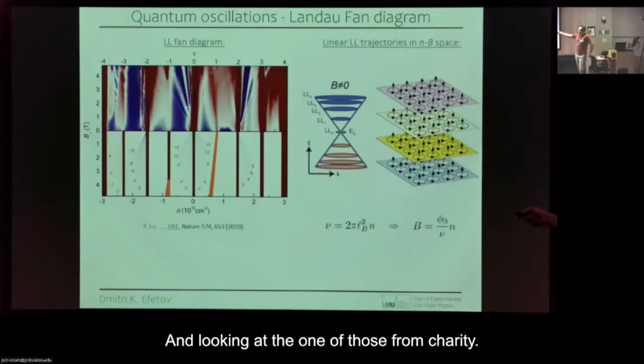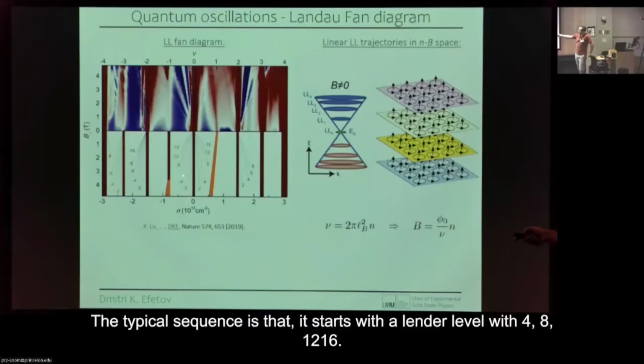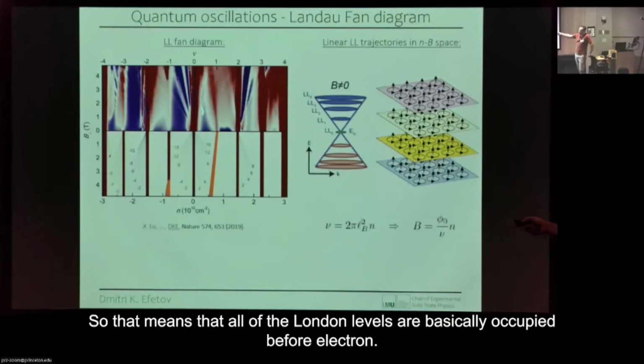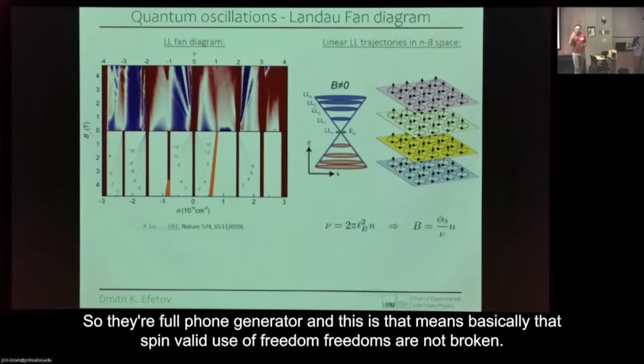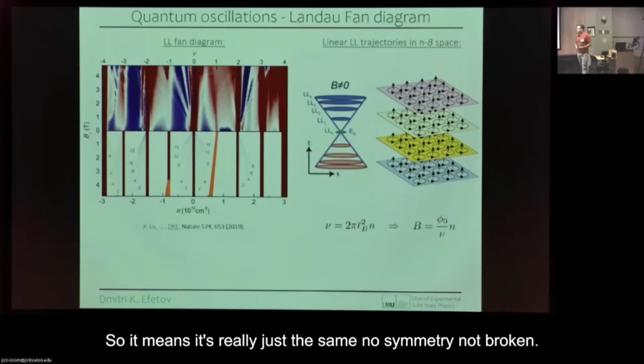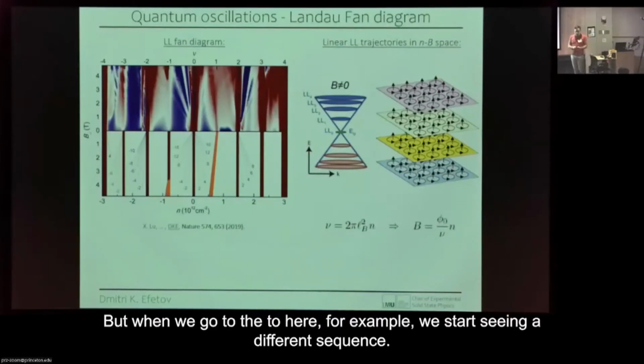And looking at the Landau levels from charge neutrality, the typical sequence is that it starts with Landau levels with a degeneracy of 4, 8, 12, 16. So that means that all of the Landau levels are occupied with 4 electrons, so they're fourfold degenerate. And that means that spin and valley degrees of freedom are not broken. So it's really just the same symmetry-unbroken state as a normal graphene.